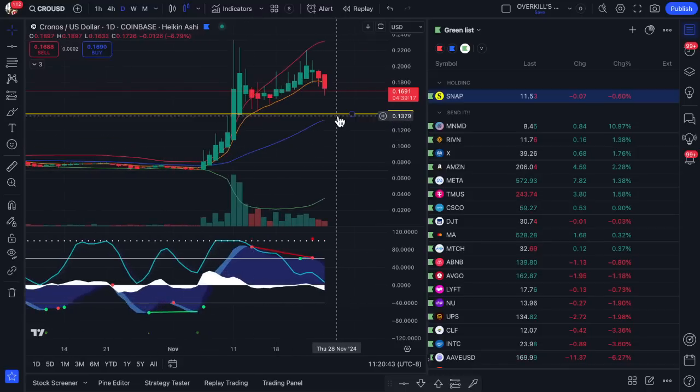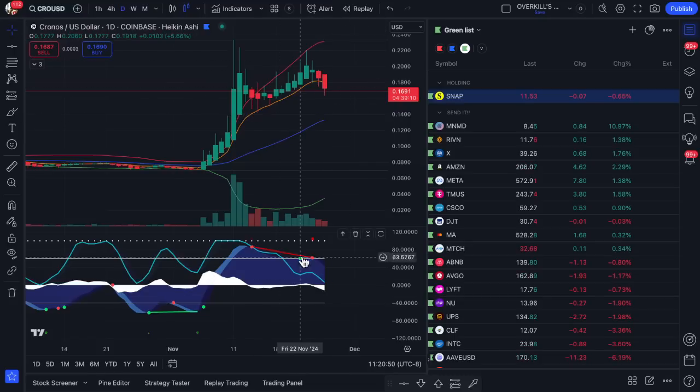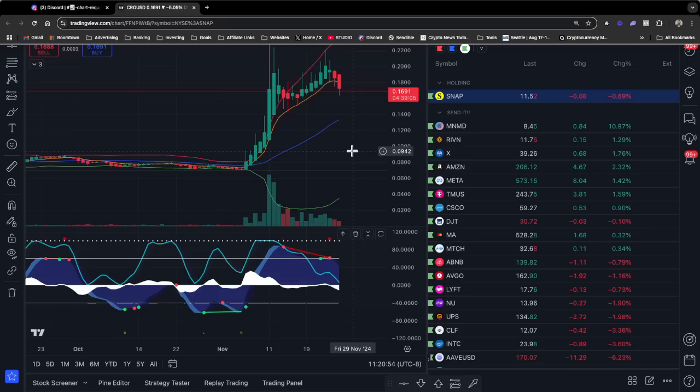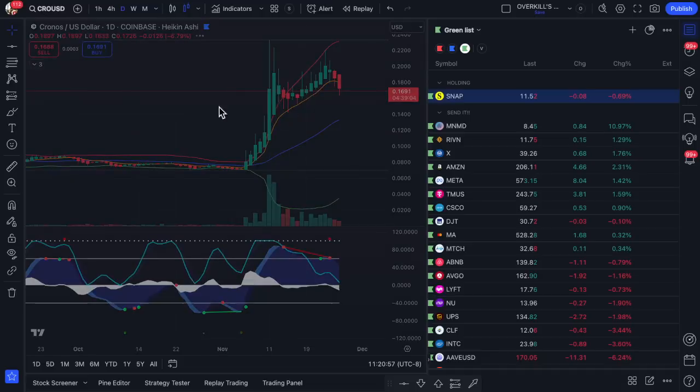I would love to buy it right there at about 14 cents. That'll put us a lot closer to that 30-day moving average. I think it's going to bounce off 14 there. Let's wait for that green dot here on CRO on the daily chart, but the monthly looks really good. Let's take a look at MSTR from Drippy.